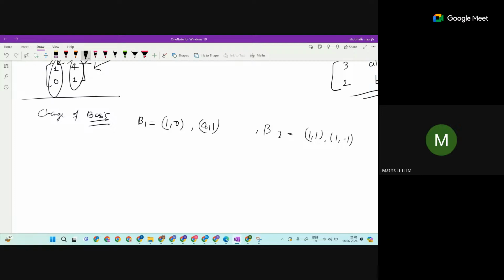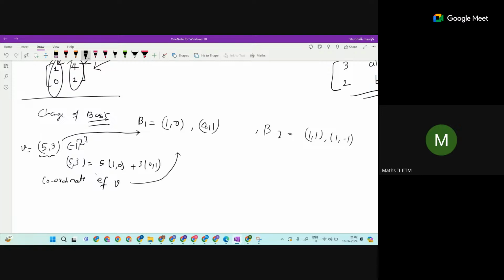Okay, so I'm taking a vector of R2, let's say (5, 3). This is a vector in R2. This vector with respect to the canonical basis is nothing but exactly 5 times (1, 0) plus 3 times (0, 1). So the best way is the coordinate. Okay, the coordinate of this vector v with respect to the canonical basis is exactly the same, (5, 3).